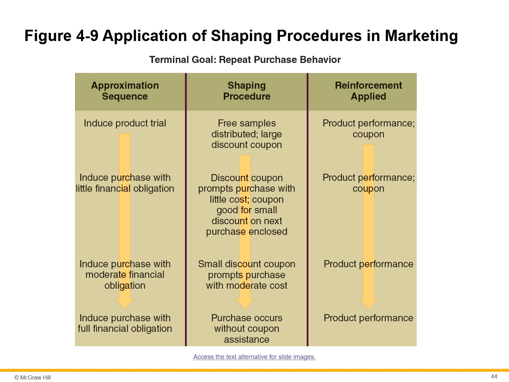So the reinforcement applied is the product performance and the coupon. Whatever you give them per coupon, you also reinforce them with the product performance. Your product is truly good. Then again with a smaller discount, you use product performance and coupon. Finally you get rid of the coupon. Your product performance itself becomes the reinforcement applied. Your product itself is good, and reinforcement is applied like that, and then people will buy your product now without a coupon. That's your goal. That's the shaping procedure in marketing.